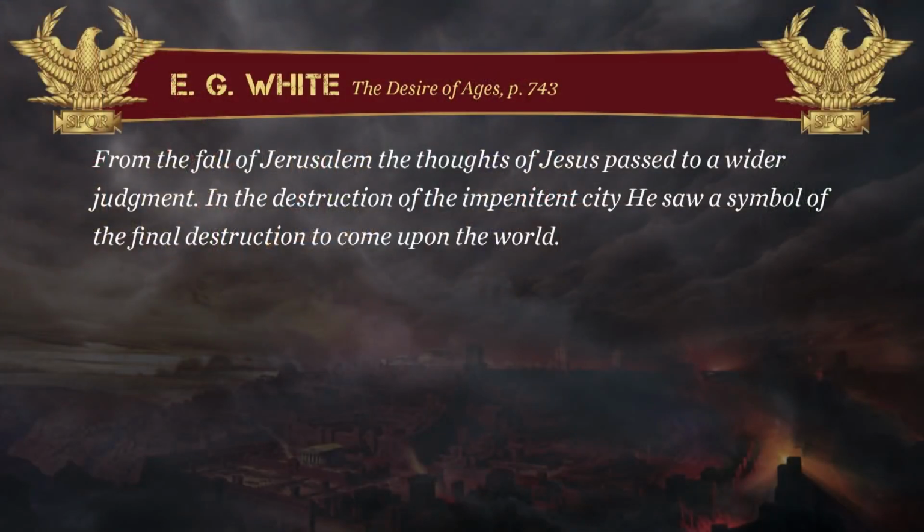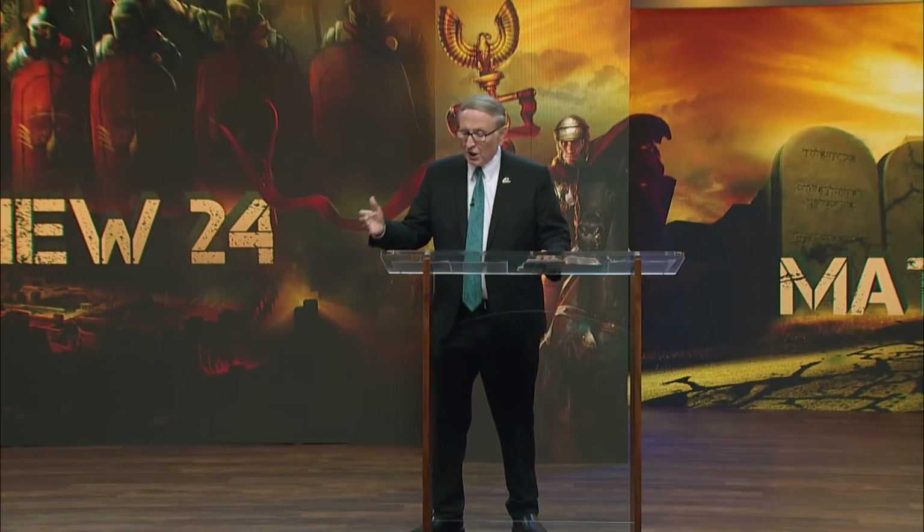Desire of Ages, page 743. From the fall of Jerusalem, the thoughts of Jesus passed to a wider judgment. In the destruction of the impenitent city, he saw a symbol of the final destruction to come upon the world. So notice she says that the destruction of Jerusalem typifies the destruction of the world. The prophecy has a twofold meaning. Chapter 24 points to a wider judgment. He saw in the destruction of Jerusalem a symbol of the final destruction.